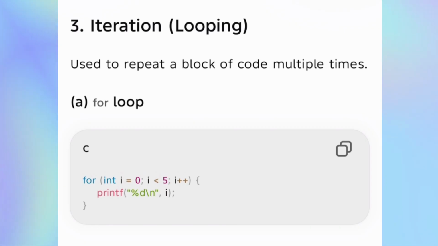The first one is the for loop. In a for loop, initialize the variable, give the condition, and increment with i plus plus. Let us assume we print i: first 0 is printed, next 1, 2, 3, 4. With less than or equal to 5, 5 is also printed; otherwise, only up to 4 is printed.